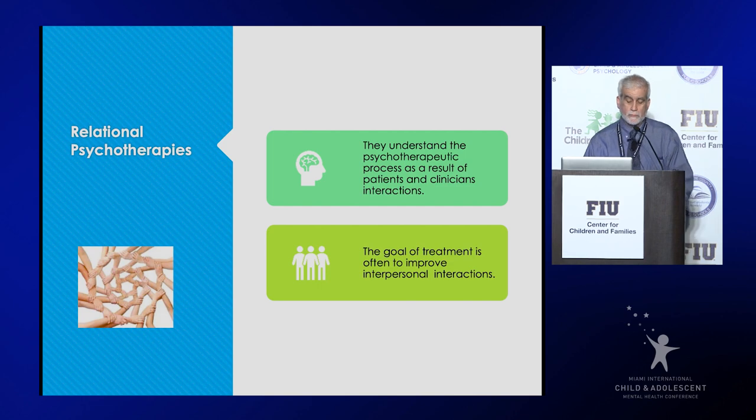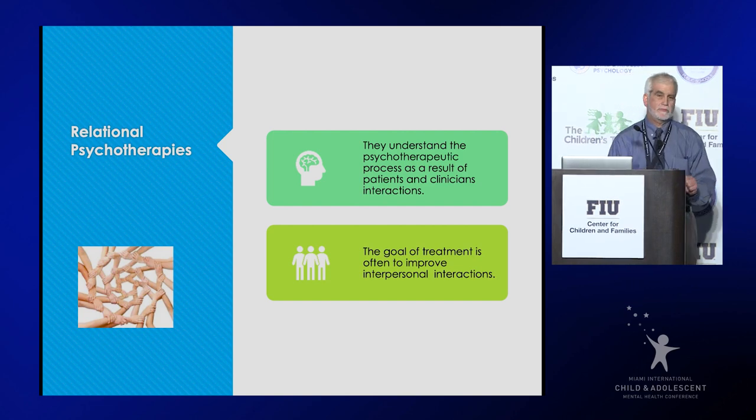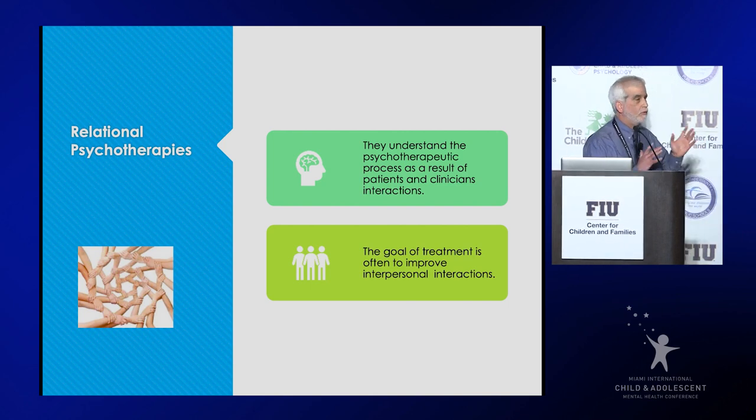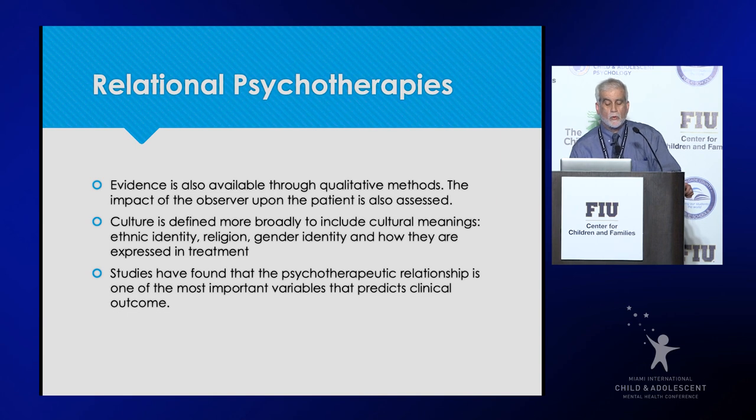The second psychotherapeutic model that I like emphasizing is what I call the relational psychotherapies. They underscore psychotherapy as a process between the patient and the therapist. It's not only that the patient is the one making decisions. The therapist is also very involved, and both of them interact in such a way that the relationship has a significant impact on the outcome of the psychotherapy. And I think that research is beginning to find that the psychotherapeutic relationship does in fact have a significant impact on the outcome of therapy. And that's increasingly what we're beginning to find.